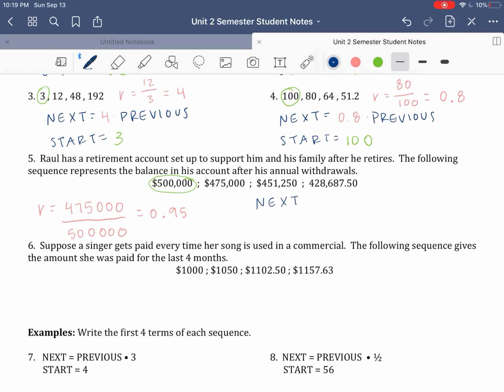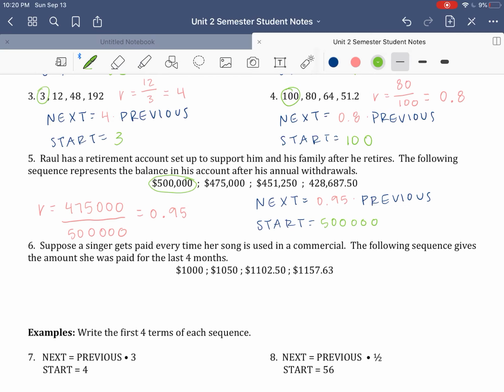And so now we can write our equation. Next equals 0.95 times the previous number. And we started at 500,000. If you feel good about that one, go ahead and pause. Try number 6 on your own.